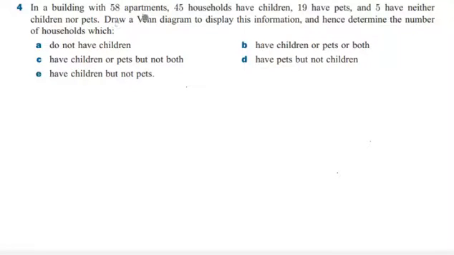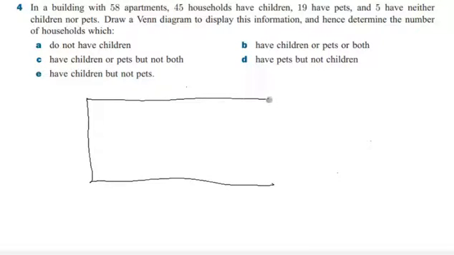In a building with 58 apartments, 45 households have children, 19 have pets, and 5 have neither children nor pets. Draw a Venn diagram to display this information and hence determine the number of households which satisfy the following questions. So let's first of all draw a Venn diagram and then we'll go to each of the questions. Like I said earlier, you'll pardon my drawing. I'm not an art person. The main thing is to get the information across and get our answers right.